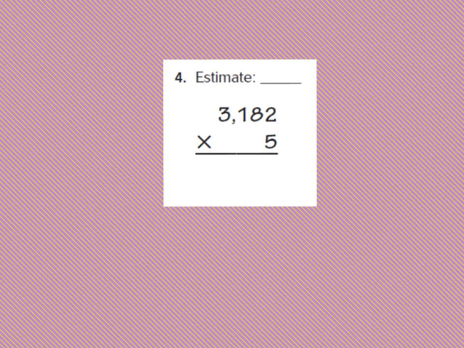All right, Smarty Pants, let's look at number 4. I would like you to try number 4 on your own. We need to have an estimate and we need to have a product. So don't forget, this is a 4-digit number multiplied by a 1-digit number, and you're going to use regrouping to find the product. Don't forget to estimate first. Pause the video, work it out, and press play when you're ready to go over the answer with me.